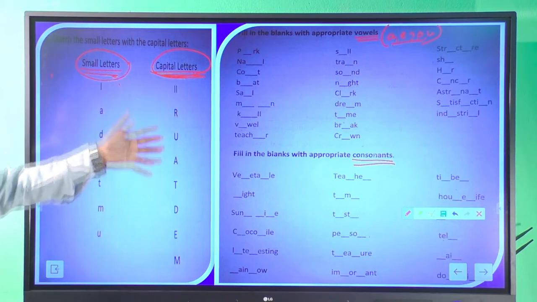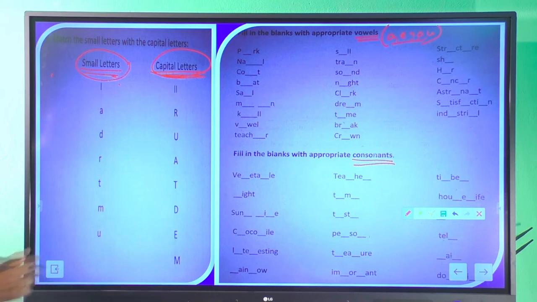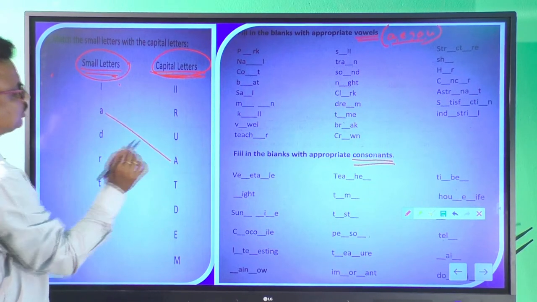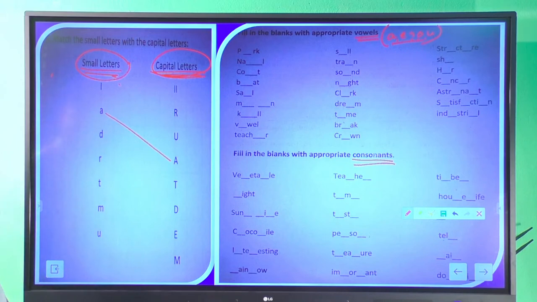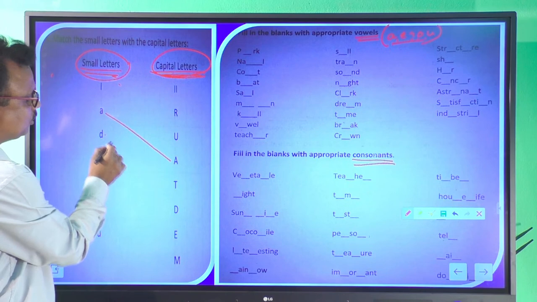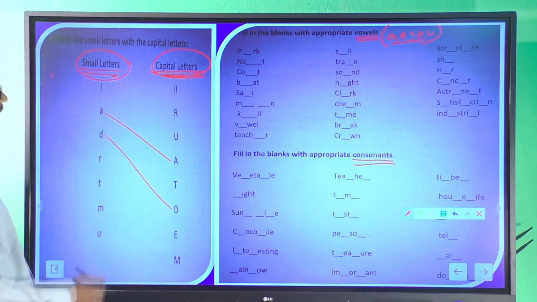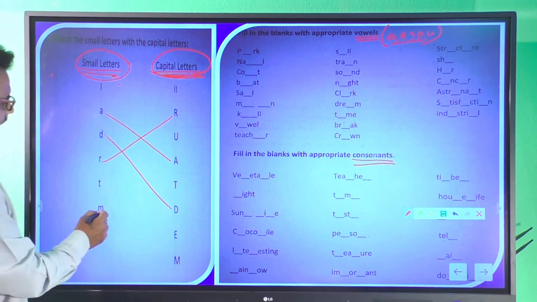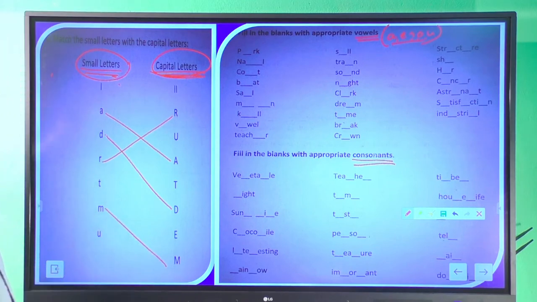So we have to know them and accordingly match. See, this is a small a, so you have to just draw a line and match it. D, where is D? This one is D, so you can join it. R, you can join R. So in this way you can do, they are very easy for your purpose.